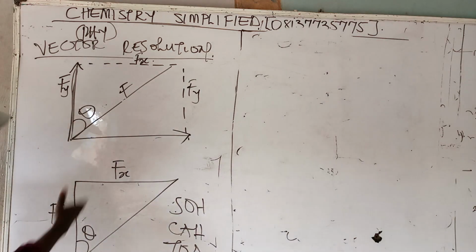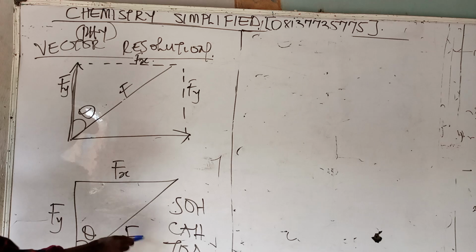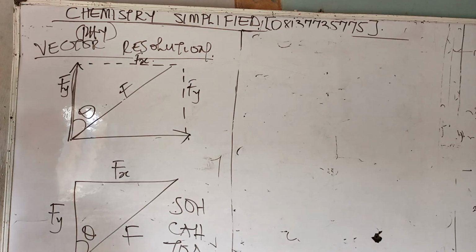Now, if we are resolving the force vertically, we have to look for what joins this and this together. I told us earlier that the side facing the angle is the opposite, the longest side is the hypotenuse, and the last side, the base, is the adjacent.